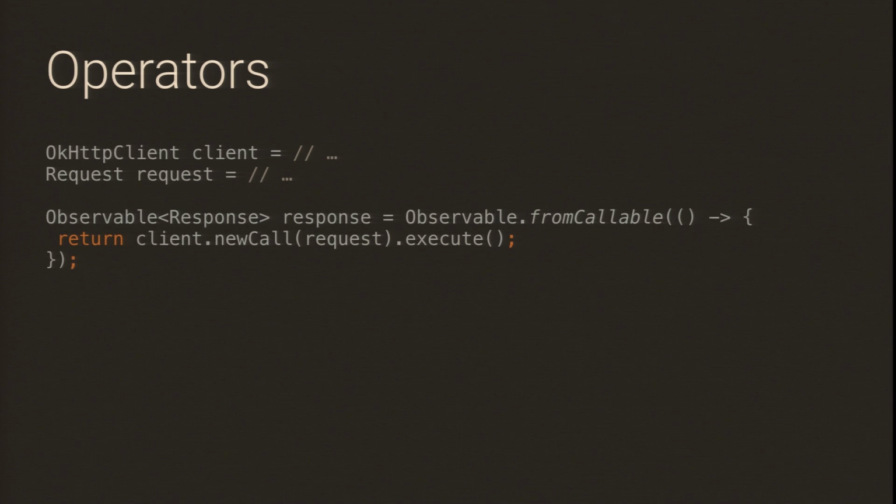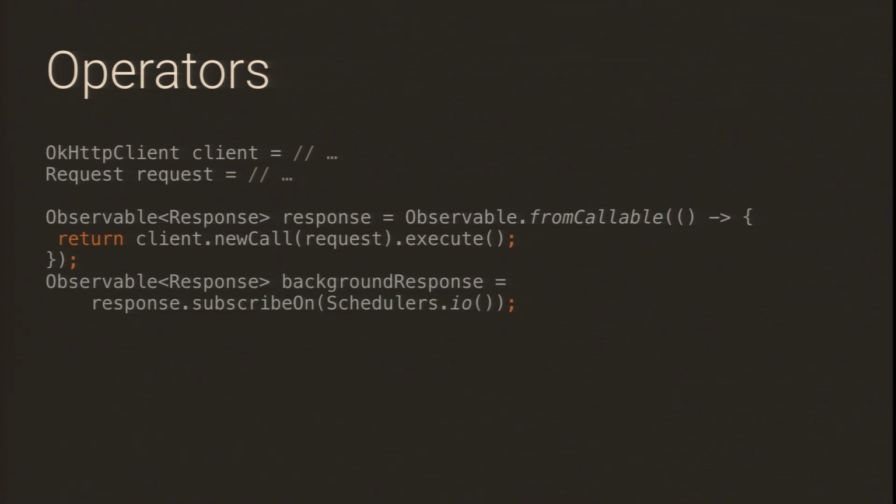And so what we need to do is change the thread on which the work is happening so that we don't block the person who's subscribing. So what I want to do is subscribe on a different thread. In this case, Schedulers.io is a thread pool, which doesn't really have anything special about it, but because it's named IO, you're supposed to batch IO operations on it. And so I'm saying that when I subscribe to this background response observable, I want it to subscribe to the actual work on the IO scheduler, on the IO thread pool.